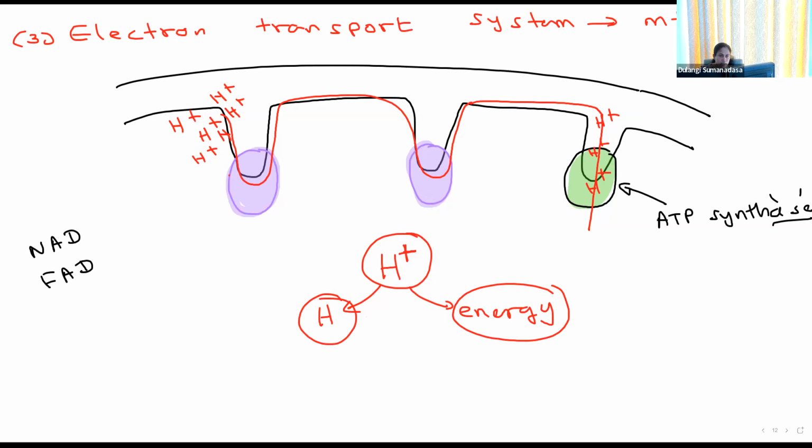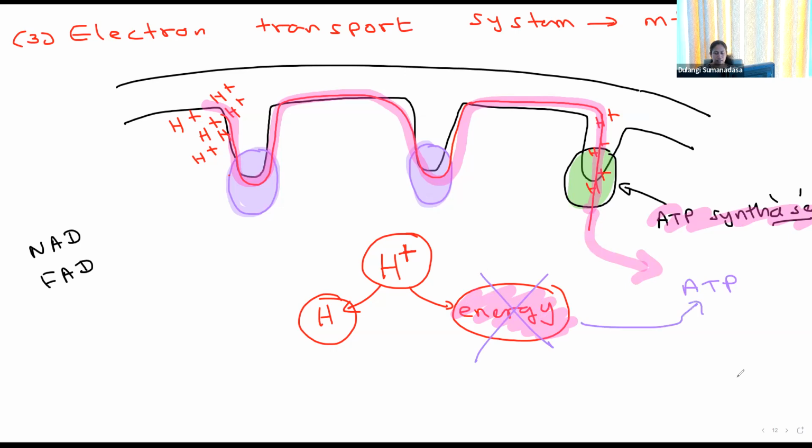So what happened is, now the flow of high energy protons finally went through the ATP synthase, and ATP synthase will extract the energy component from the high energy proton into ATP. Right? So the high energy protons' energy part, we're going to convert it into ATP.